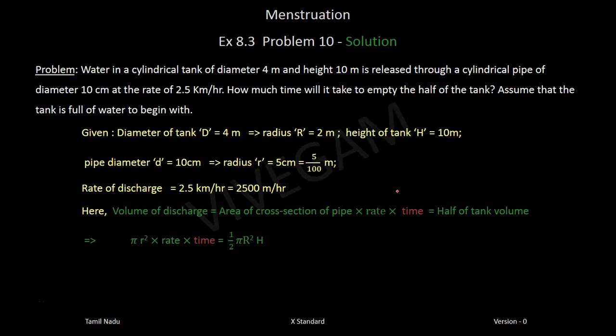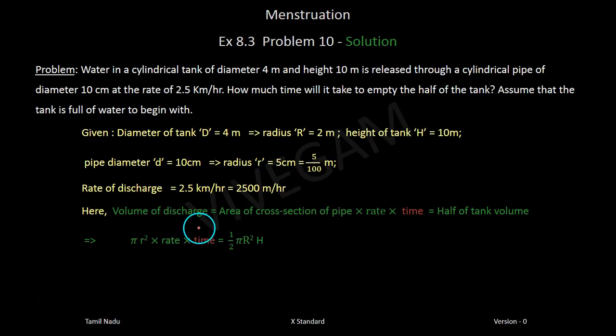Okay, let's look at the solution. The diameter of the tank is 4 meters, so radius is 2 meters. Height of the tank is 10 meters. The diameter of the pipe is 10 centimeters. As I told, we need to convert this. Radius is 5 centimeters, that is equal to 5 by 100 meters. Let's keep everything in meters. Rate of discharge is 2.5 kilometers, so that is 2500 meters per hour. Now you can see everything is in meters and the time is in terms of hours.